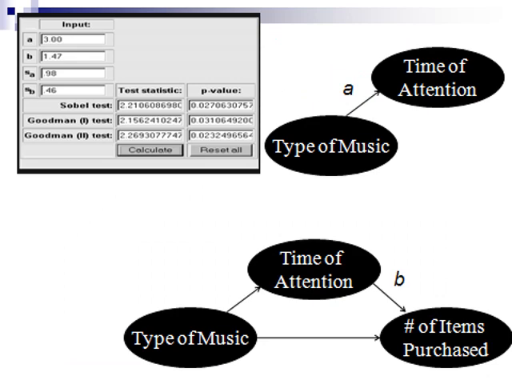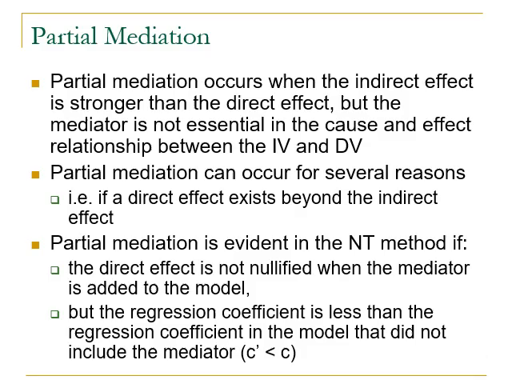So again, what we find in this particular test is that type of music has a relationship to type of attention, and that relationship between type of music and type of attention is what we put in A and SA. And B, the type of attention by number of items purchased, is the relationship for B and SB, again those B weights. And again, the actual numbers and where you get them from your regressions are going to be covered in lab.